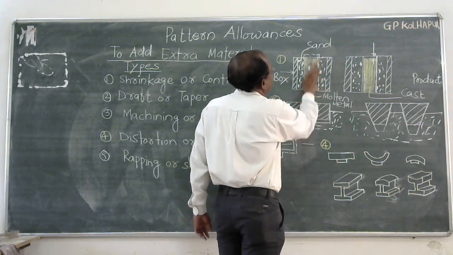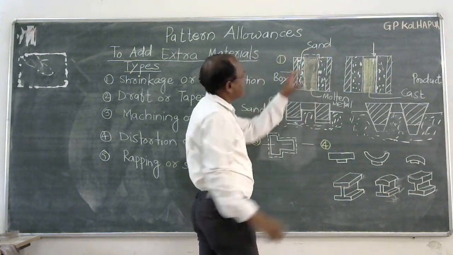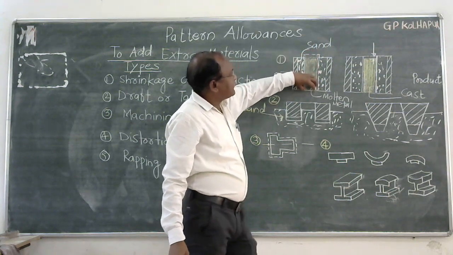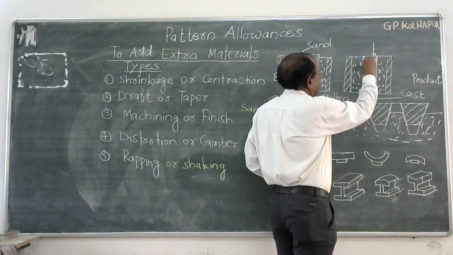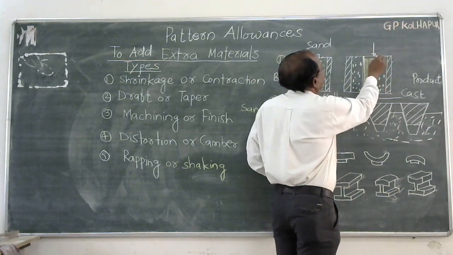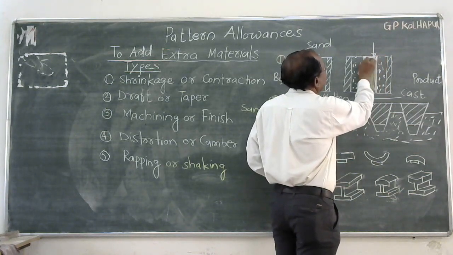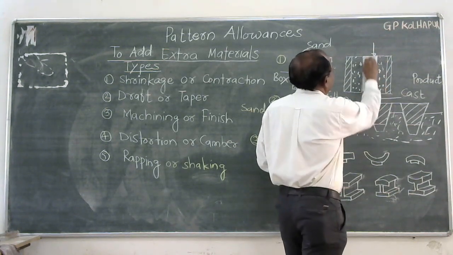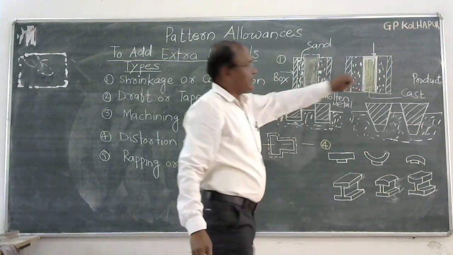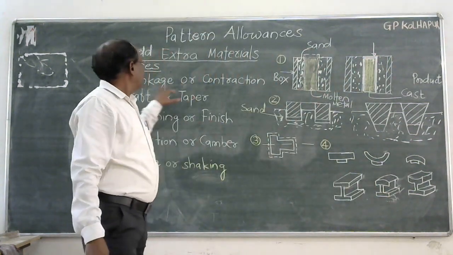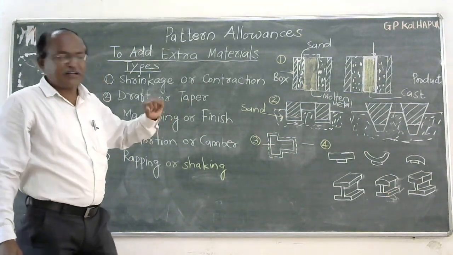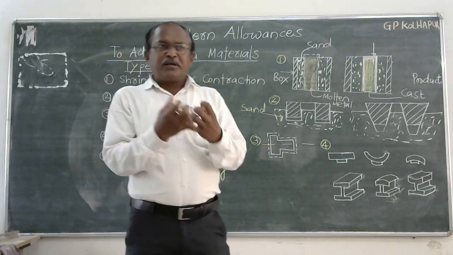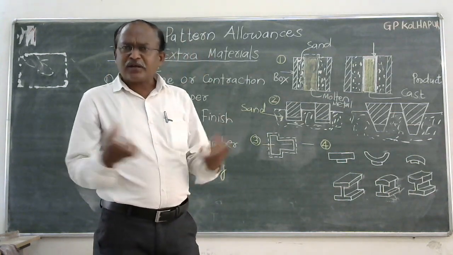If I am having such type of pattern, once I pour the molten metal inside this cavity, I will get the dimensions of the product at the last stage, after solidification. So a perfect dimension I will obtain by providing the shrinkage or contraction. Shrinkage or contraction is the nature of molten metal. Once the molten metal solidifies, it contracts.